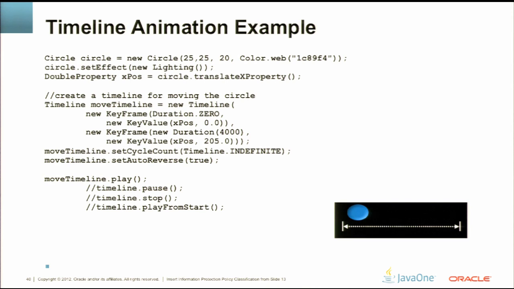Then we have another key frame with a key value that uses the same property, xpos, because we want to vary the position on the x-axis. And that's going to change to a value of 205. And the time associated with that is going to be a duration of 4,000 milliseconds, which is 4 seconds.